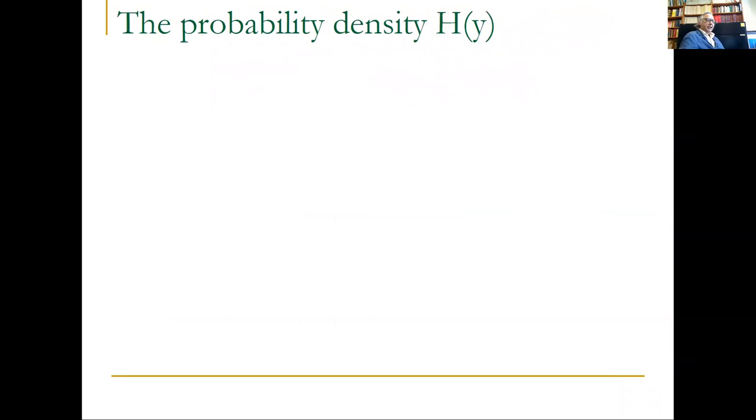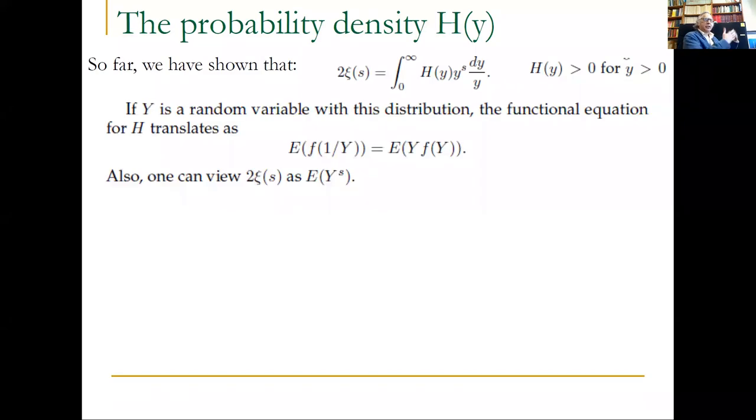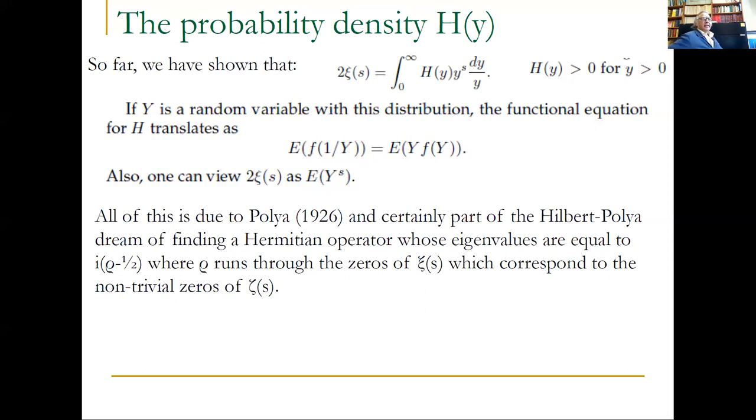So the probability density h of y: so far we've shown that Tuk ξ(s) is the Mellin transform of h of y. h of y is positive for y positive. So in general, if you take a random variable with this distribution h of y, the functional equation then translates as the expected value of f of 1 over y equals the expected value of y times f of y. And in particular, if we put y to be Y of s as the random variable, one can view Tuk ξ(s) as the expected value of the random variable Y of s. All of this, as I said, is due to Pólya, 1926.